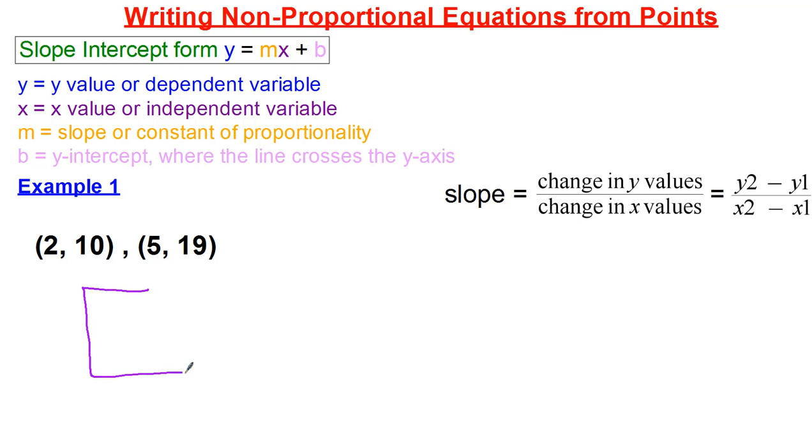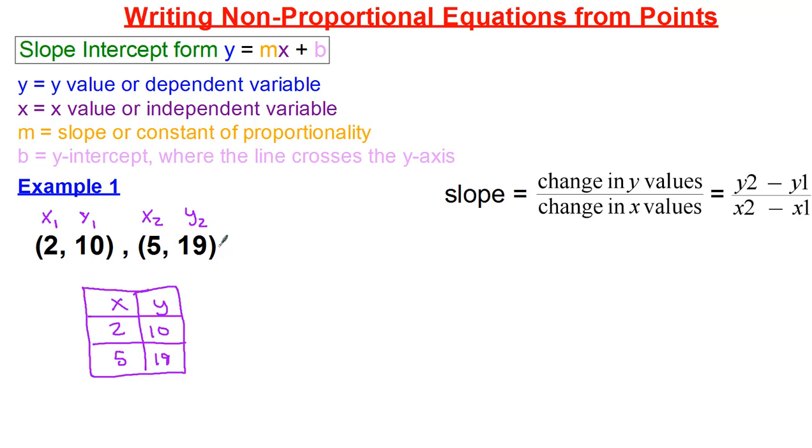So I'm going to start with that. I'm going to create a little table. This is going to be my x values and my y values. So the first point is 2, 10, so this is going to be 2, this is going to be 10. My second one is going to be 5 and 19. I just want you to know this. This is my first x coordinate and my first y coordinate. This is going to be my second x coordinate and my second y coordinate.